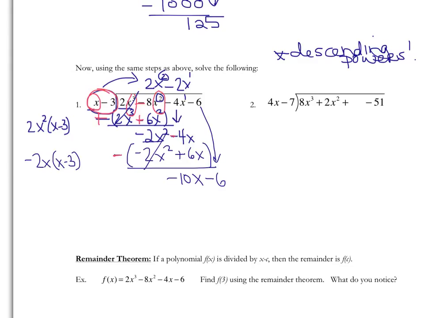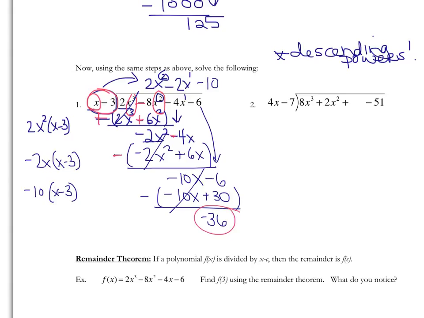So x times what would give me negative 10x? That'd be a negative 10. And I'm going to take that negative 10 and multiply it by my divisor. Negative 10x plus 30. I'm going to subtract the whole thing. Negative 10x minus negative 10x, those cancel, so I know I did it right. Minus 6 minus 30 is going to be negative 36. I have nothing left to bring down, so this negative 36 here is a remainder. And we are going to write that as 36 pieces of that x minus 3 left.